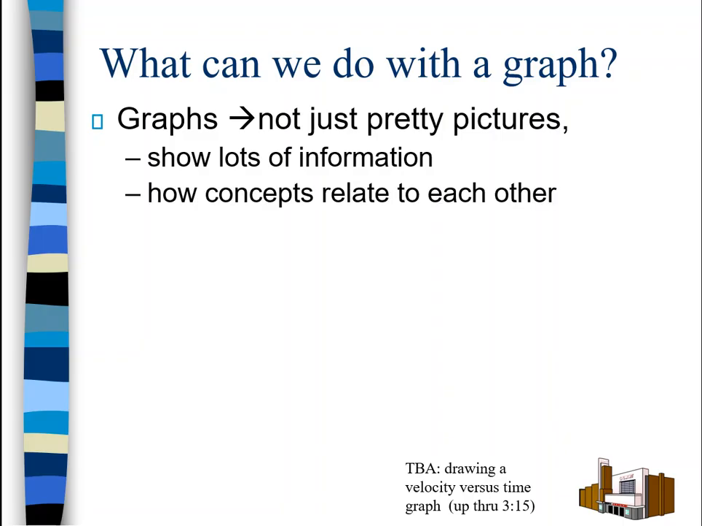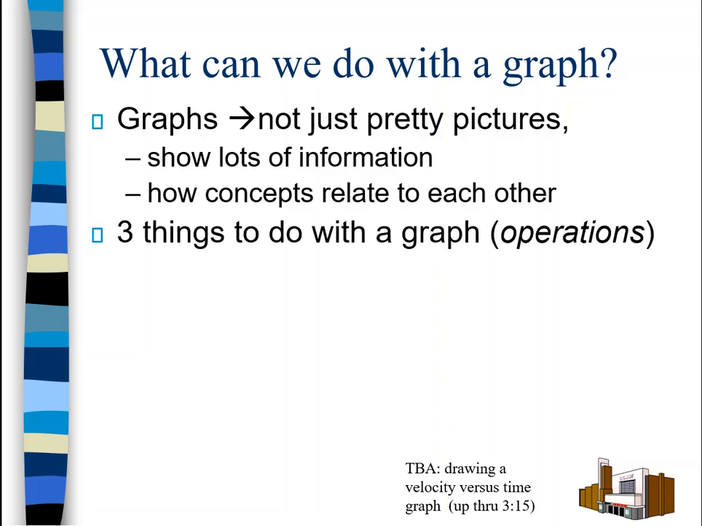That's stuff we had talked about earlier in the year. So there are 3 basic operations that we can do to a graph. The first one is something you've been doing for probably maybe 10 years: just reading it as is. You look at the graph, you say, oh, I have a position time graph. At this time, this is my position. At this time, I have some other position.